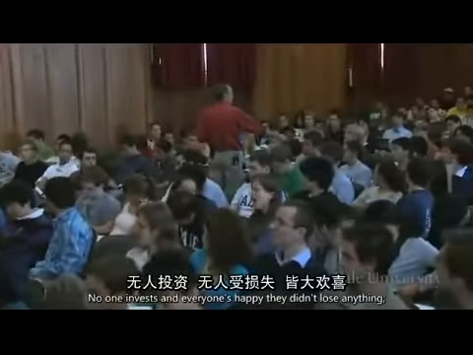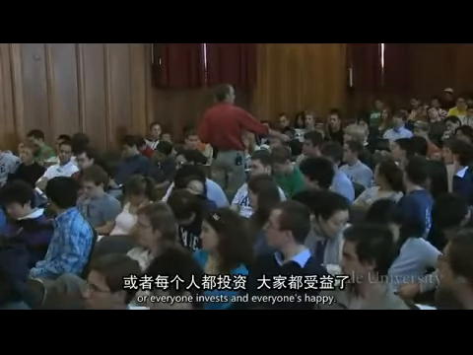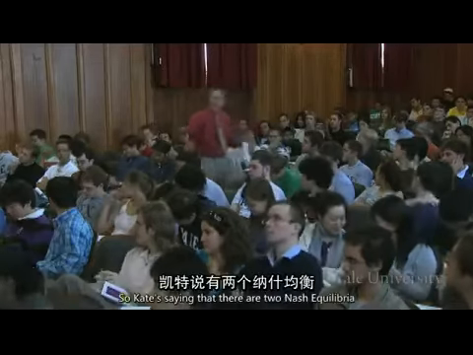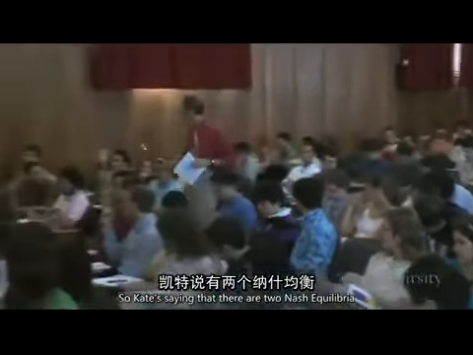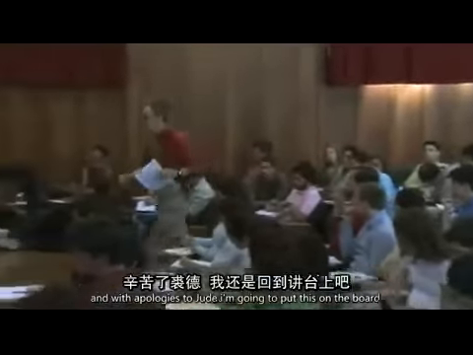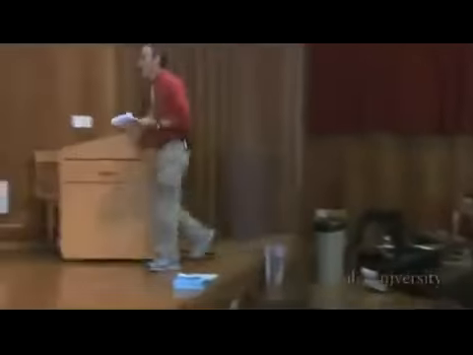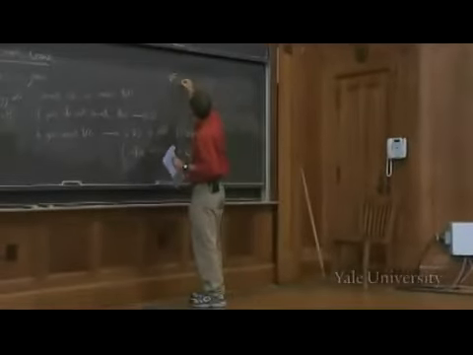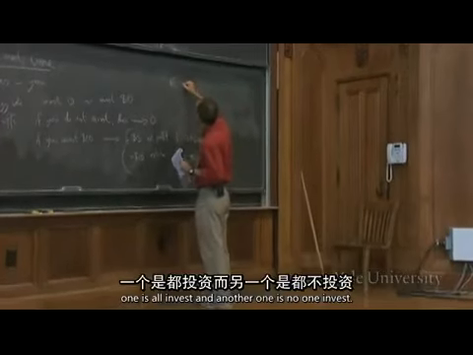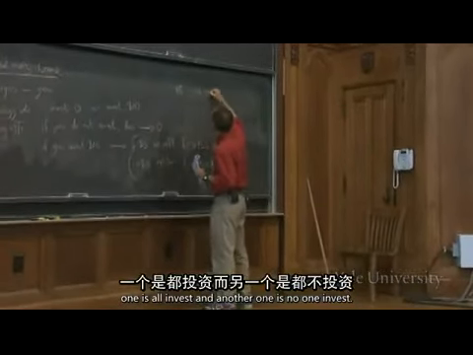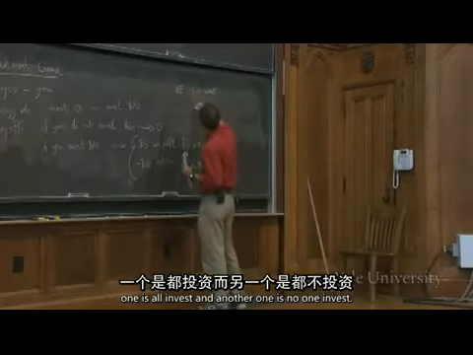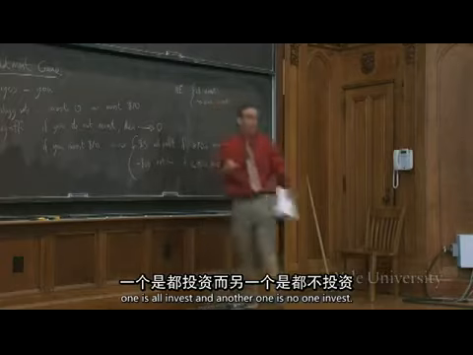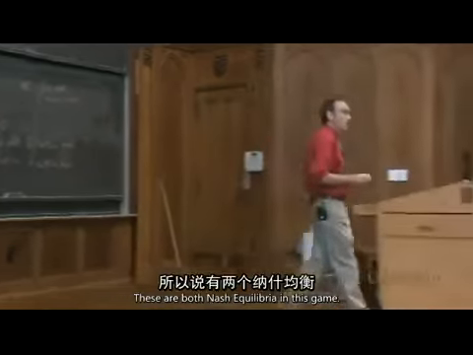No one invests and everyone's happy that they didn't lose anything, or everyone invests and everyone's happy. Good, good. So I've forgotten your name. Kate. So Kate's saying that there are two Nash equilibria, and with apologies to Jude, I'm going to put this on the board. All right, there are two Nash equilibria here. One is all invest, and another one is no one invests. These are both Nash equilibria in this game.